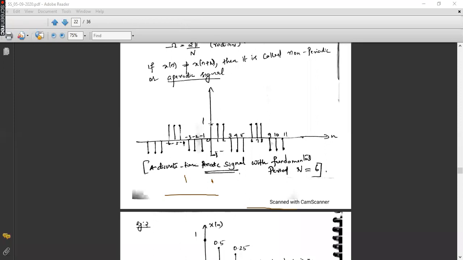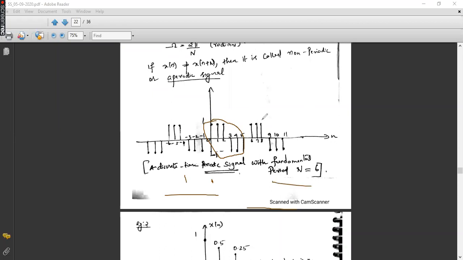Why is it 6? Because you can see clearly the signal is starting from 0 and the value is 1. The same signal is happening again at 6. So 0 to 5 is your pattern. The same pattern continues from instant 6. The same pattern is continuing from n equal to 6, so your time period is 6. The fundamental time period is 6.